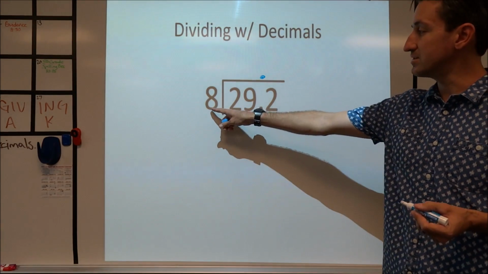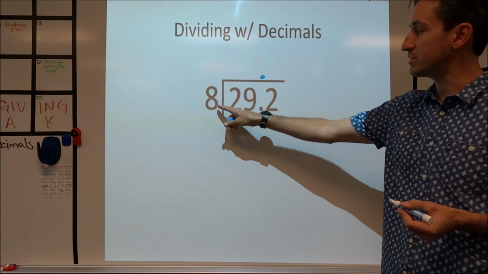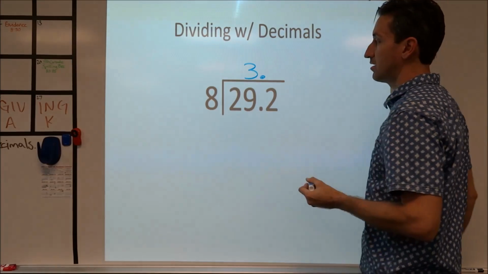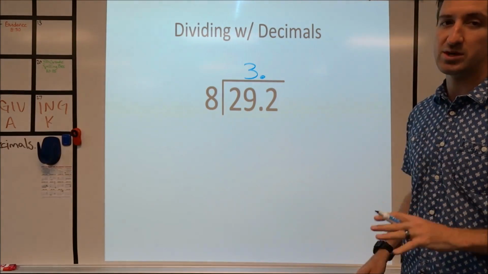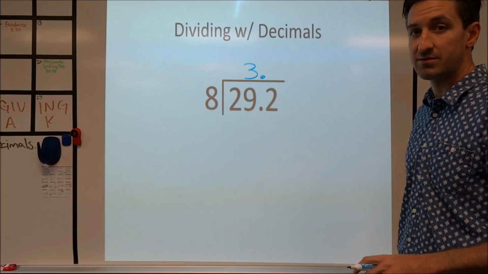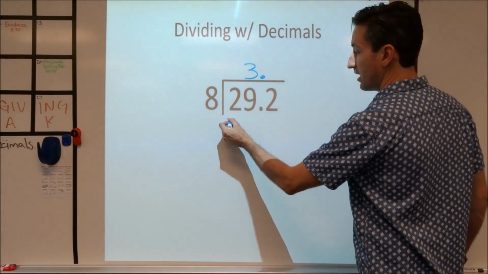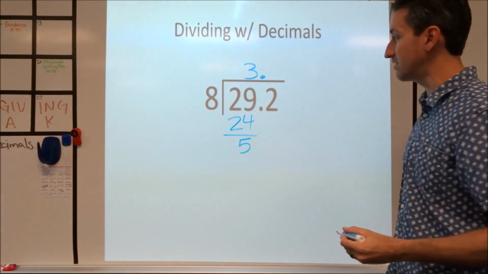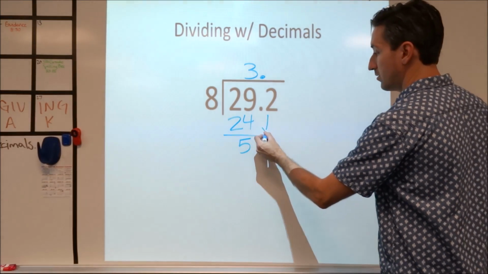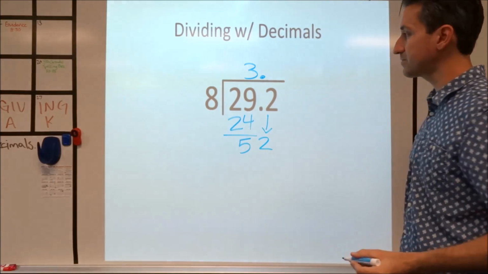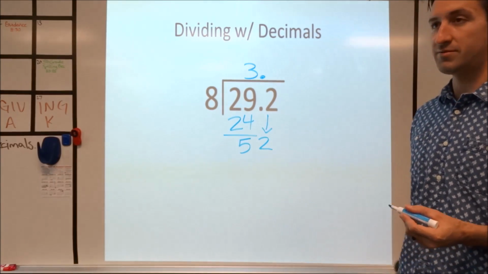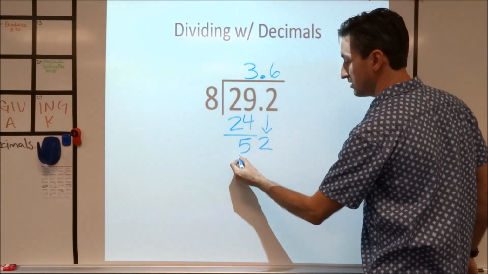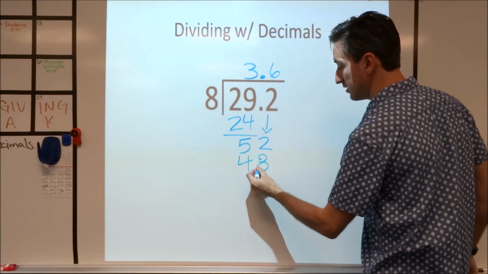Now I can look at this as 292 divided by 8. Still the same process of looking at 8 won't go into 2, but it will go into 29 3 times. But I've already moved my decimal up, so it makes it a little bit easier to take care of that on the front end. 8 times 3 is 24. Subtract and get 5. Bring down my 2. 8 will go into 52 6 times. 6 times 8 is 48.